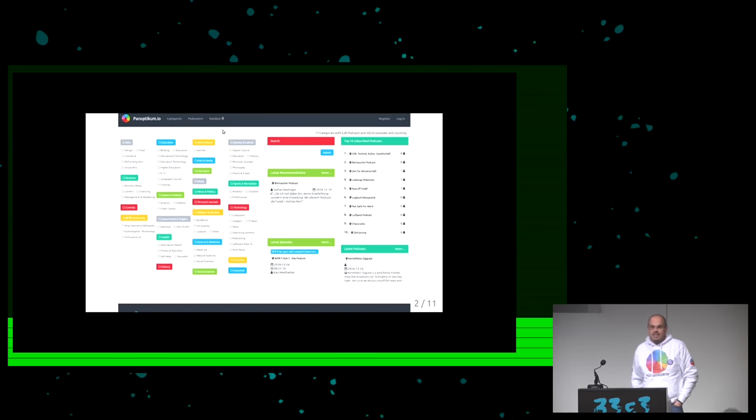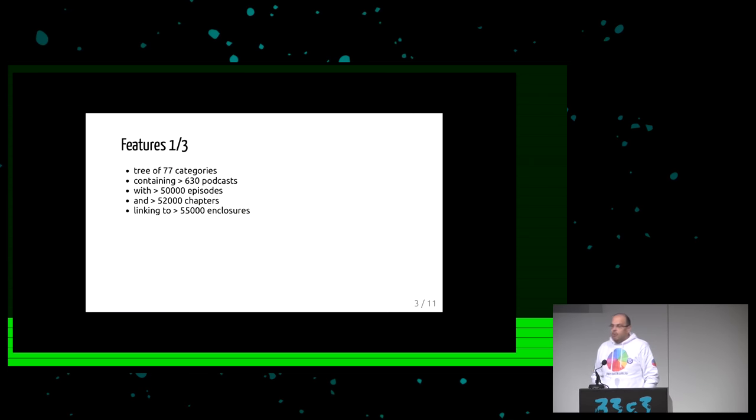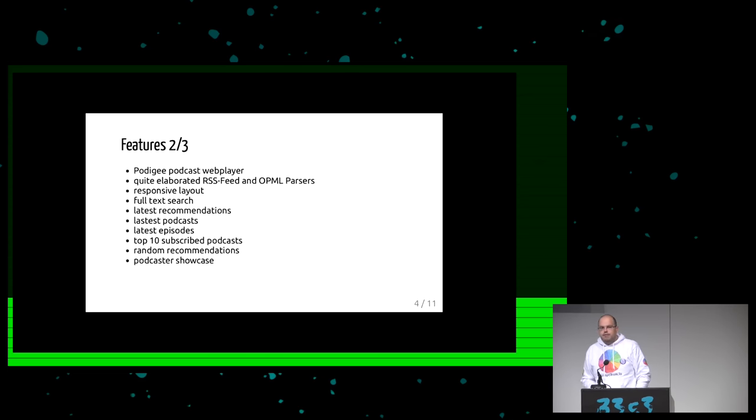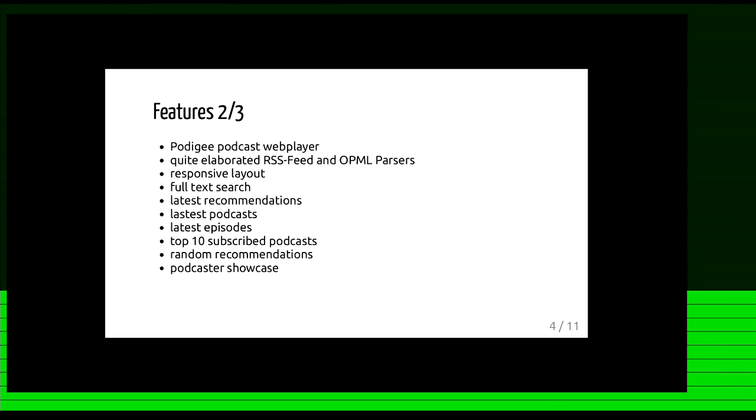So how does it look? It's a colorful website with lots of categories, with lots of assets. We have some features already. For example, currently we have 77 categories, 630 podcasts, and more than 50,000 episodes already listed. We have features for easy access to episodes. You don't even have to use a podcatcher for it. You can listen with a modern web player, in double speed, whatever you like. We have a responsive layout so you can experience it on your smartphone. We have full text search and lots more.